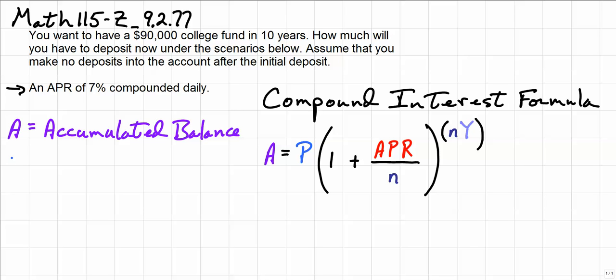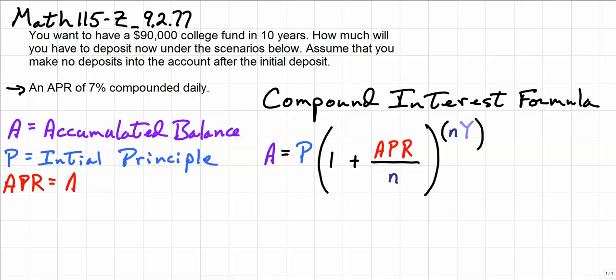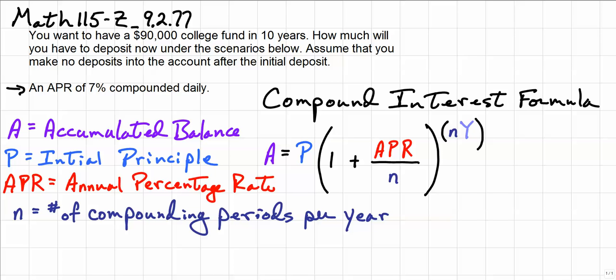Then we'll have P. P is going to be the initial principal or starting principal. Then we have APR. APR is your annualized percentage rate. Then there's N. N will represent the number of compounding periods per year. And finally we have Y. Y will represent the number of years that we will have this running. So just simply number of years.